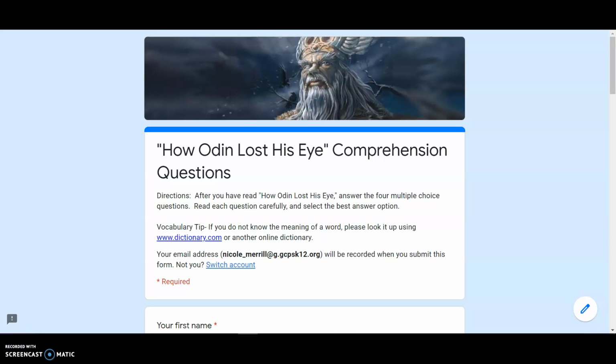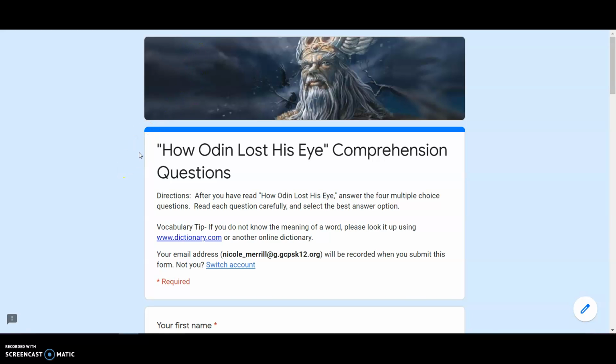Okay, hope you enjoyed this myth. I love myths. It's one of my favorite genres, so I'm hoping you guys are liking the same between Theseus and the Minotaur and how Odin lost his eye. Okay, and look at that picture. How cool is that picture? All right, let's get started.